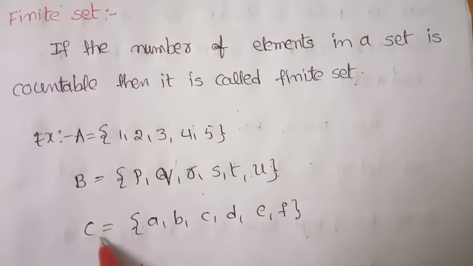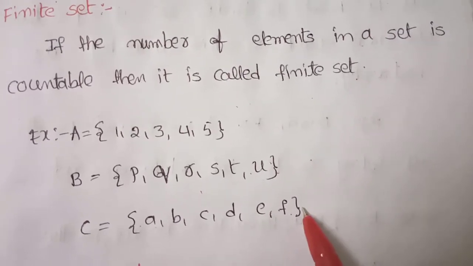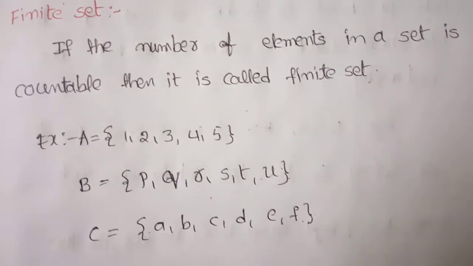C = {a, b, c, d, e, f}. How many elements? 6 elements. This is countable. Limited elements.